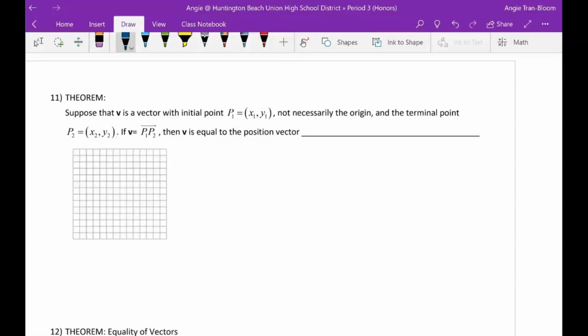Suppose that V is a vector with initial point P. Let's call it P1 because we're going to have 2 points here. So P1 is some x1 comma y1, not necessarily at the origin, and the terminal point is called P2. It's x2 comma y2. If vector V is from P1 to P2, then V is equal to the position vector.